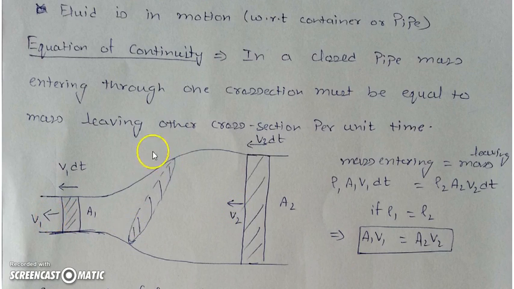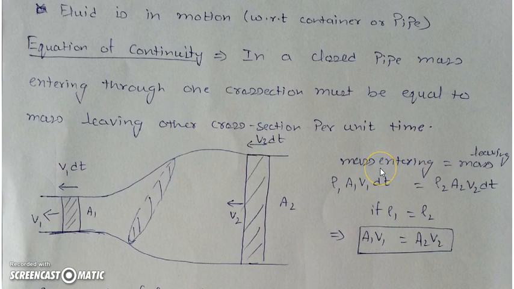There is any random cross section which may be parallel to these cross sections or may not be. But through all these three cross sections, the amount of mass entering must be equal and the amount of mass leaving must be equal if the pipe is completely filled with fluid. So we can say mass entering equals mass leaving.